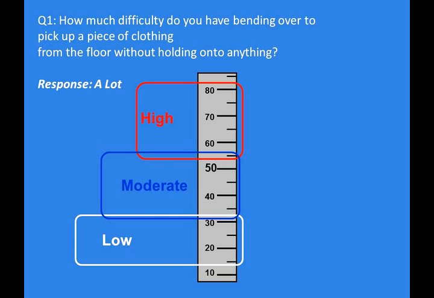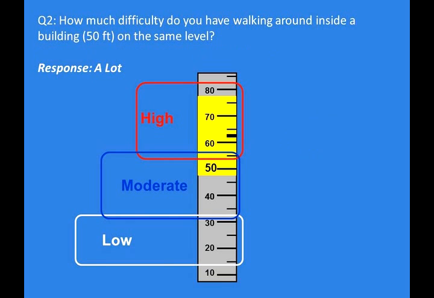Based on this response, the computer calculates a functional score estimate of 62 with a confidence interval of plus or minus 15 points. Based on this response, the computer program selects the next item. How much difficulty do you have walking around inside a building, 50 feet, on the same level? And the response is a lot. With this additional information, the computer program calculates a new functional score estimate and confidence interval.